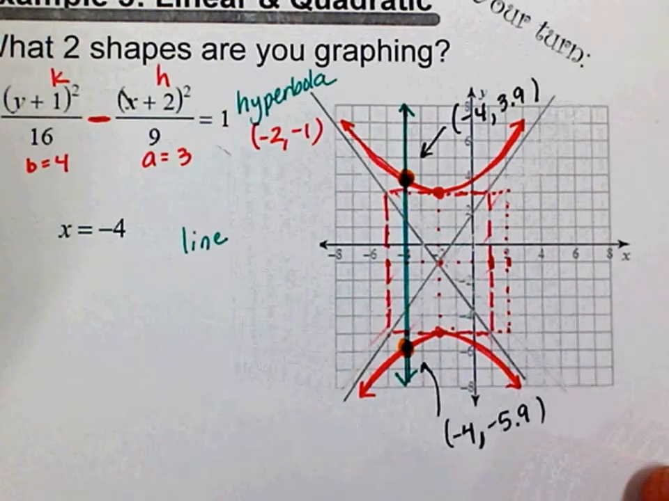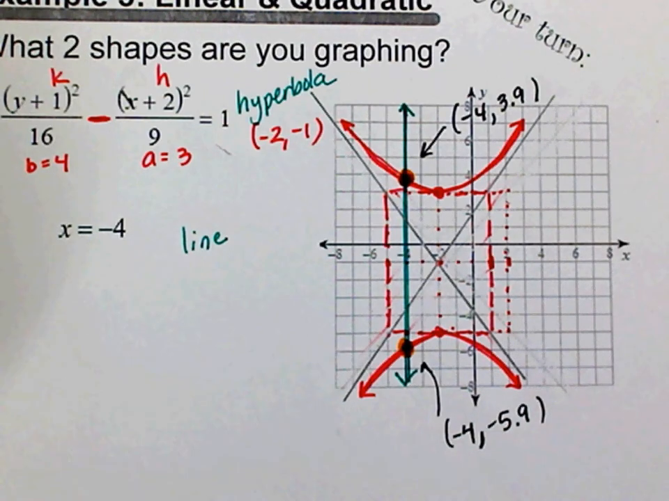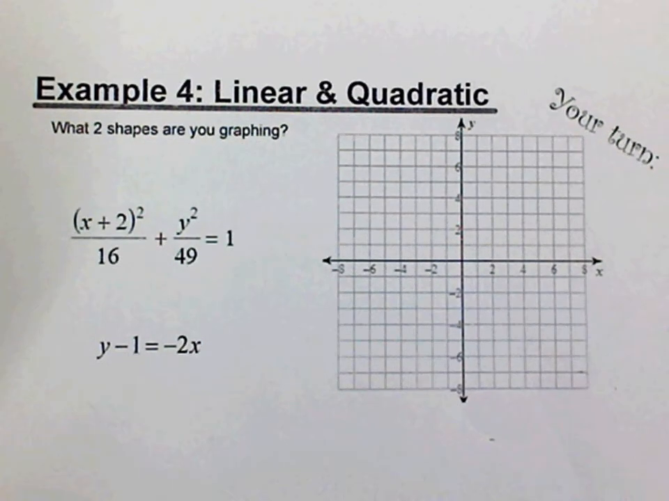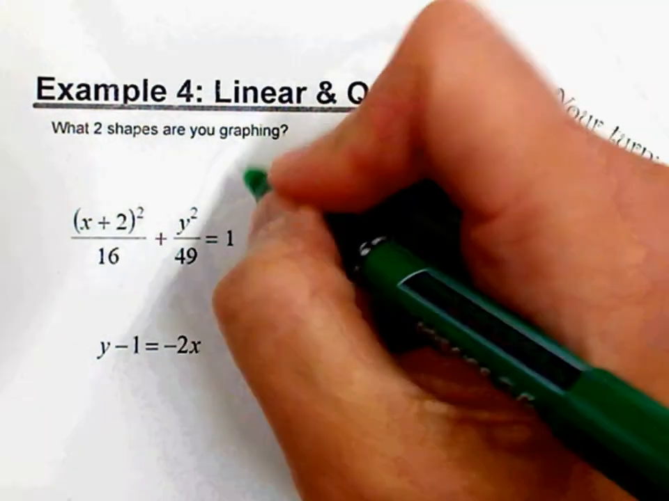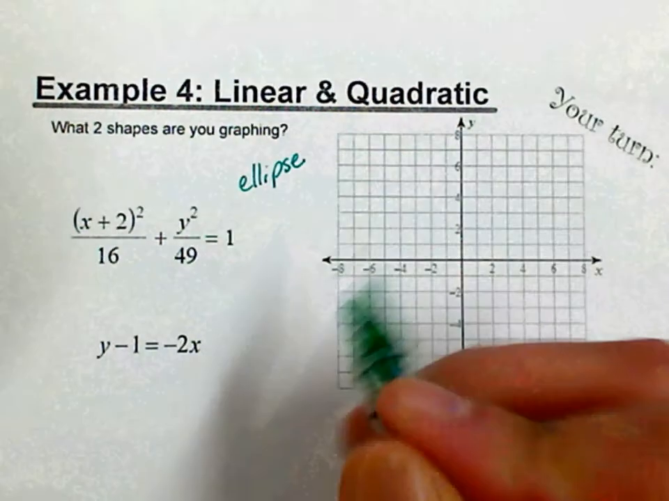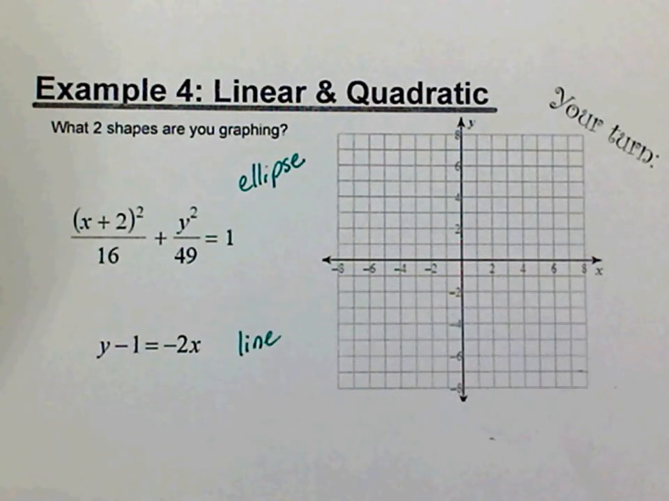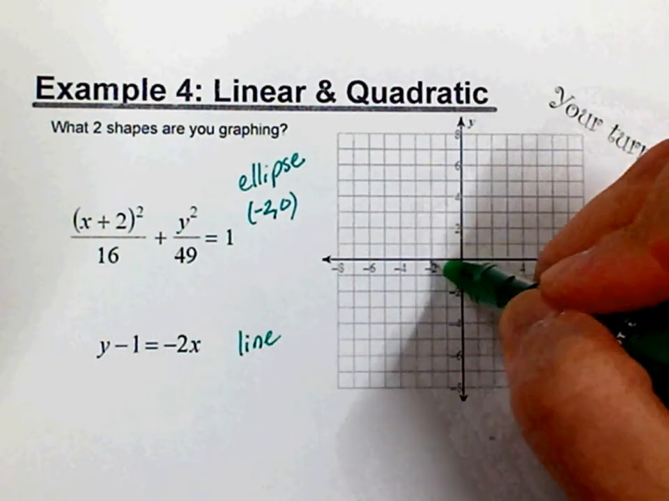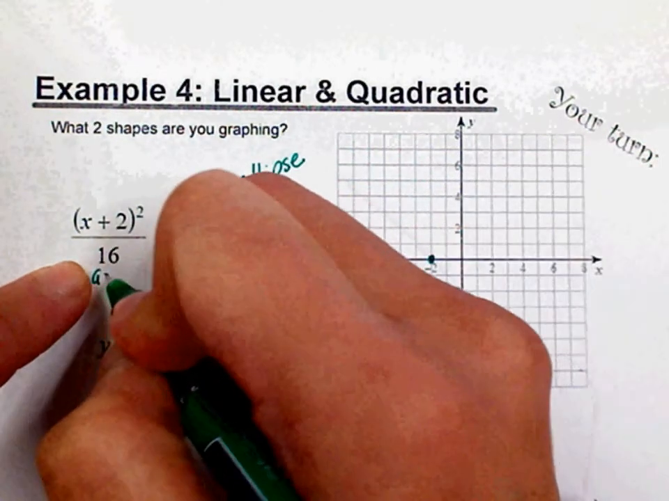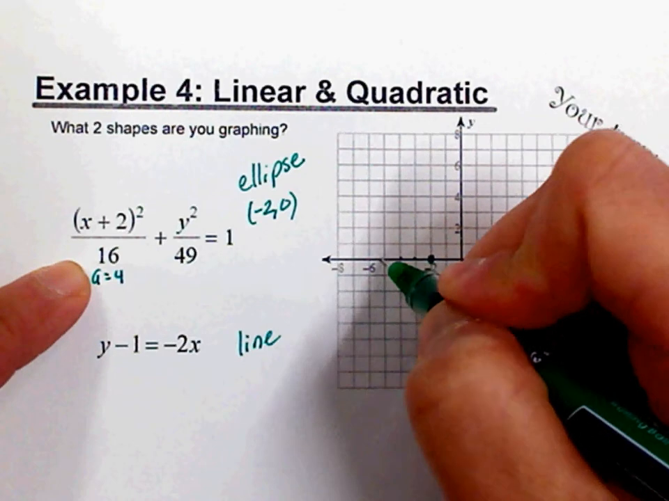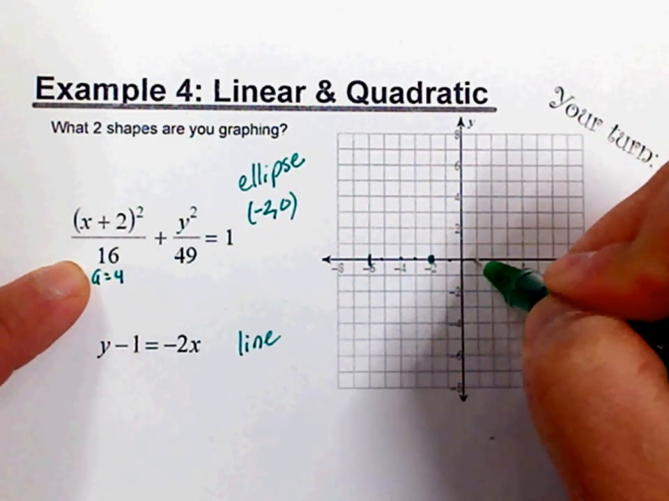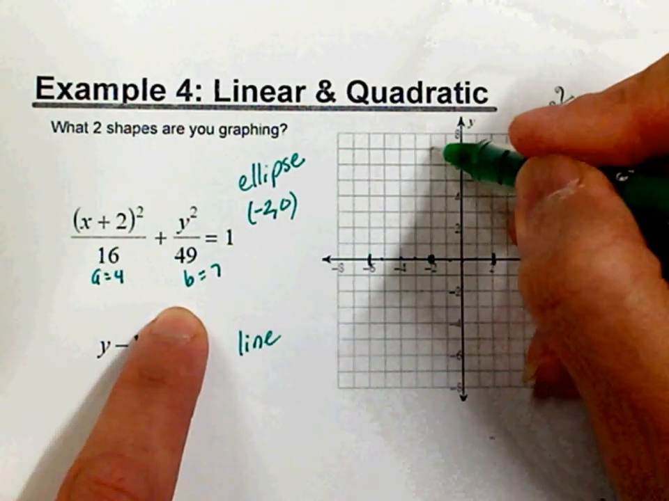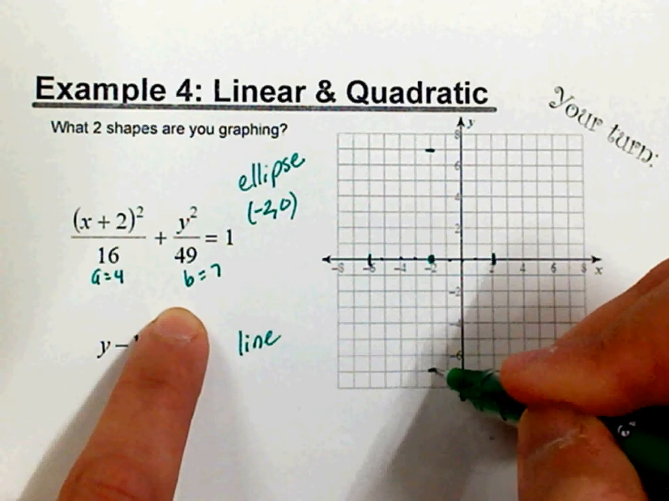Okay? And sometimes you might have two quadratics. Let's look at example 4. Your turn. So what do you have right here? We have an ellipse, and we also have a line. All right, so let's look at our ellipse. Your center is -2, 0, so -2, 0. Your A is 4, so 1, 2, 3, 4. From the center, 1, 2, 3, 4. Your B is 7, so up 7, down 7. And then connect my vertices and co-vertices.